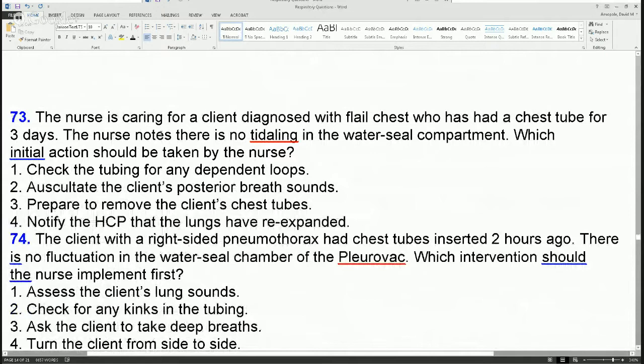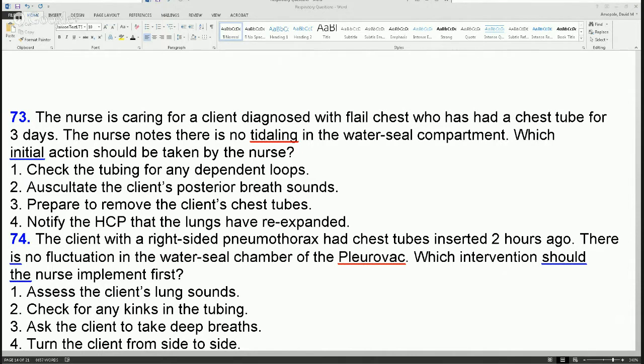The nurse is caring for a client diagnosed with flail chest who has had a chest tube for 3 days. The nurse knows there's no tidaling in the water seal compartment. Which action should the nurse perform? Check the tubing for dependent loops. No. It's been 3 days. That doesn't have anything to do with it, to be quite honest with you.